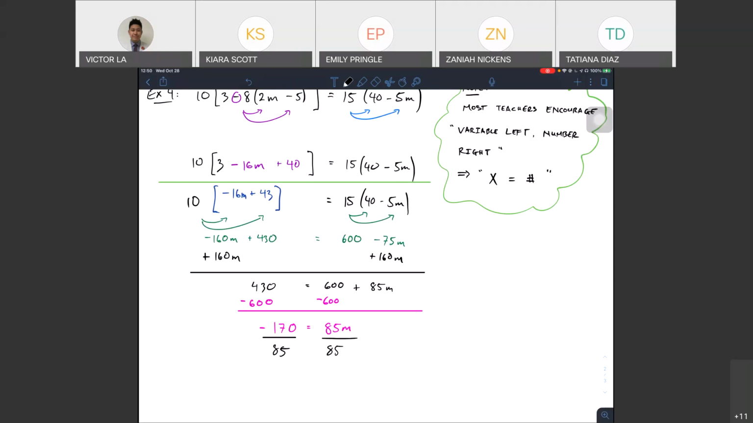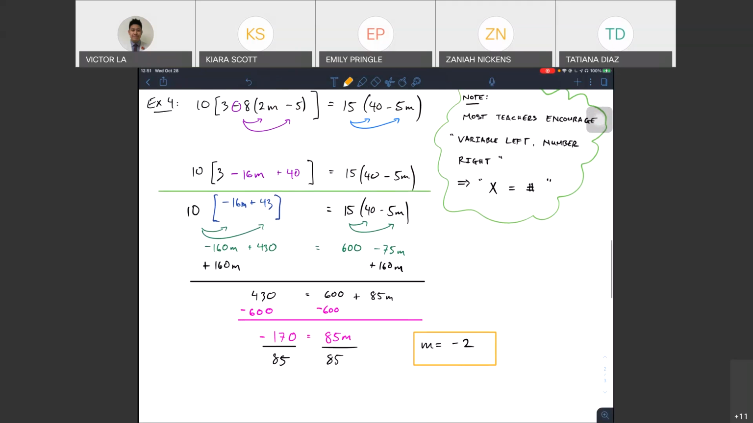So you divide both sides by 85, and then what? And then m just equals -2. And of course, you can check your answer by plugging it back in. But you can see that it's a very long problem if you will. Notice how it's lengthy, sorry.